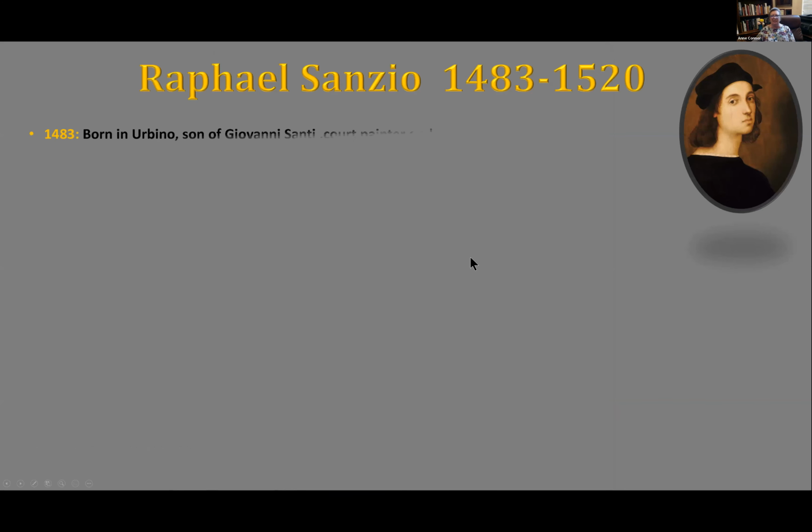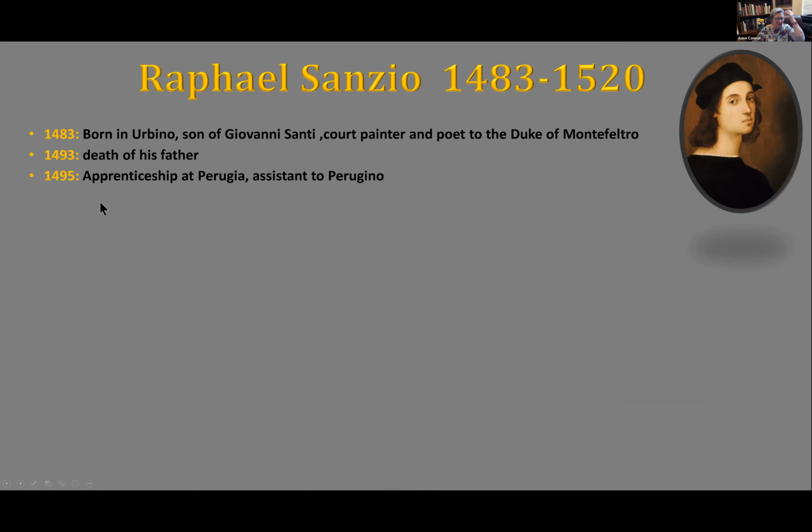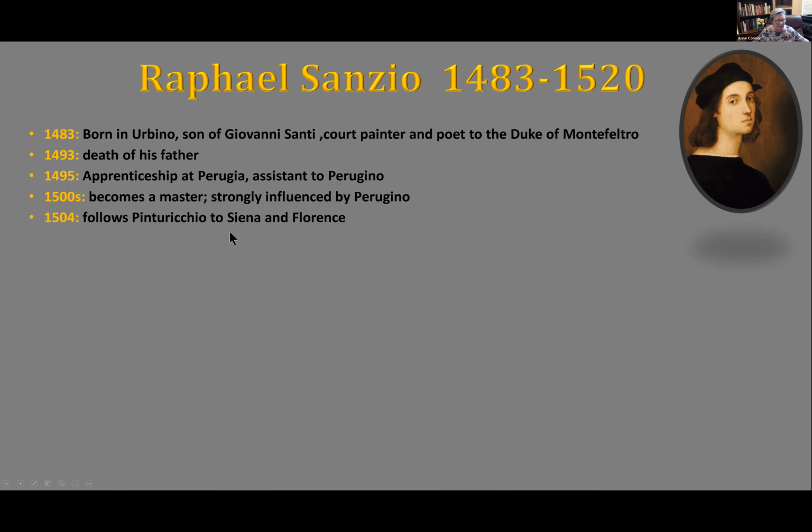So here's Raphael Sanzio, born in Urbino, son of Giovanni Santi, who was the court painter. At the death of his father, he was already so mature that he went on with the help of some others, directing the workshop. He became, in 1495, apprentice in Perugia and became the assistant to Perugino, another painter we saw earlier. By 1500, he became a master and was at first, as we'll see in a minute, strongly influenced by Perugino. In 1504, he becomes assistant to Pinturicchio and follows him to Siena, where he's going to paint the famous, magnificent Piccolomini Library next to the cathedral, and then to Florence.